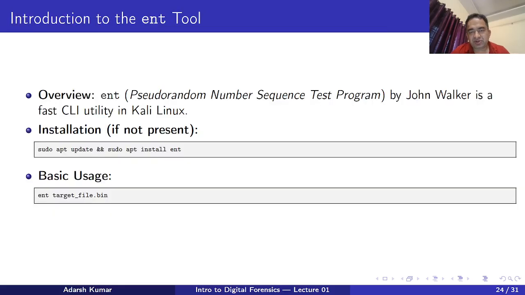ENT tool. So to calculate entropy easily on Linux, we use a classic command line tool called ENT, which stands for pseudorandom number sequence test program. If you are using Kali Linux, it might already be installed, but if not, you can get it in a second using sudo apt install ent. Using it is as simple as running ent followed by the path to the target file you want to inspect. Let's look at what the output actually looks like.